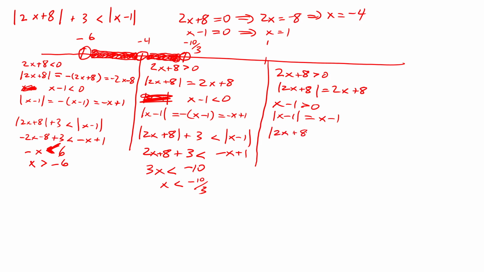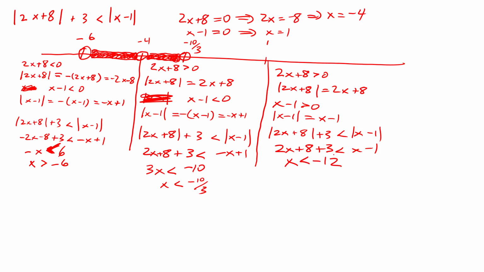So keeping both of those statements in mind, we have the absolute value of 2x plus 8, quantity plus 3 being less than x minus 1 is equivalent in this interval to saying 2x plus 8 plus 3 is less than x minus 1. All right, now what we're going to do is we're going to subtract x from both sides and also subtract 8 and 3 from both sides. We're going to end up with x being less than negative 12.